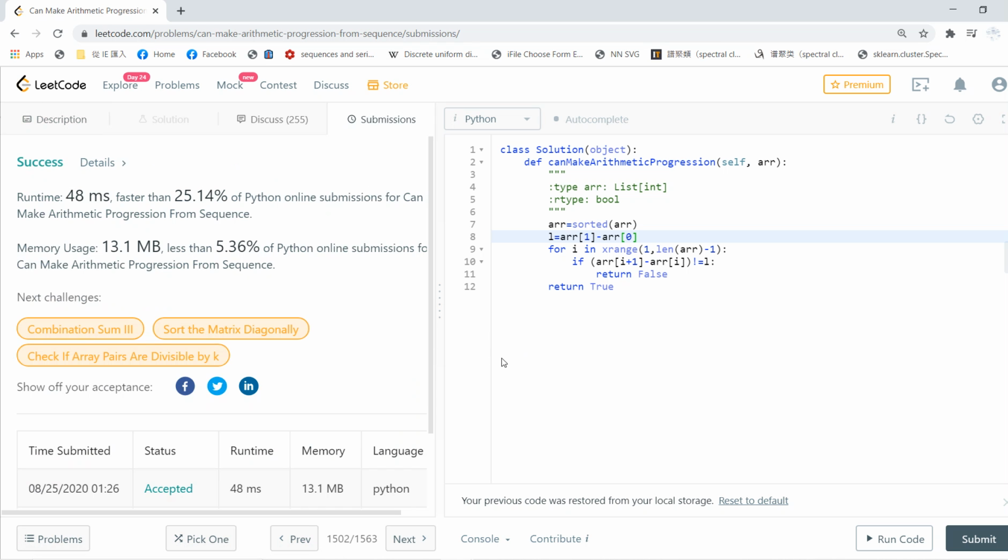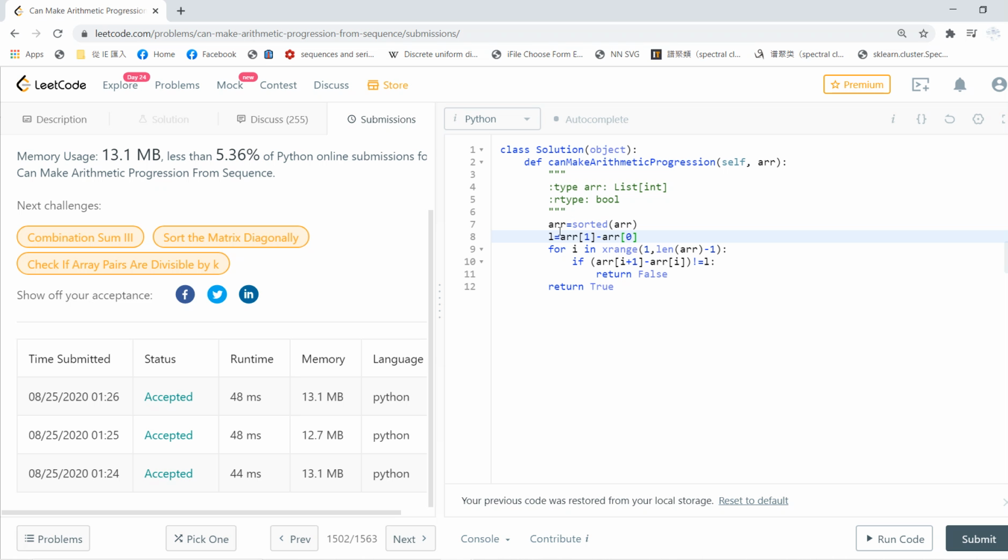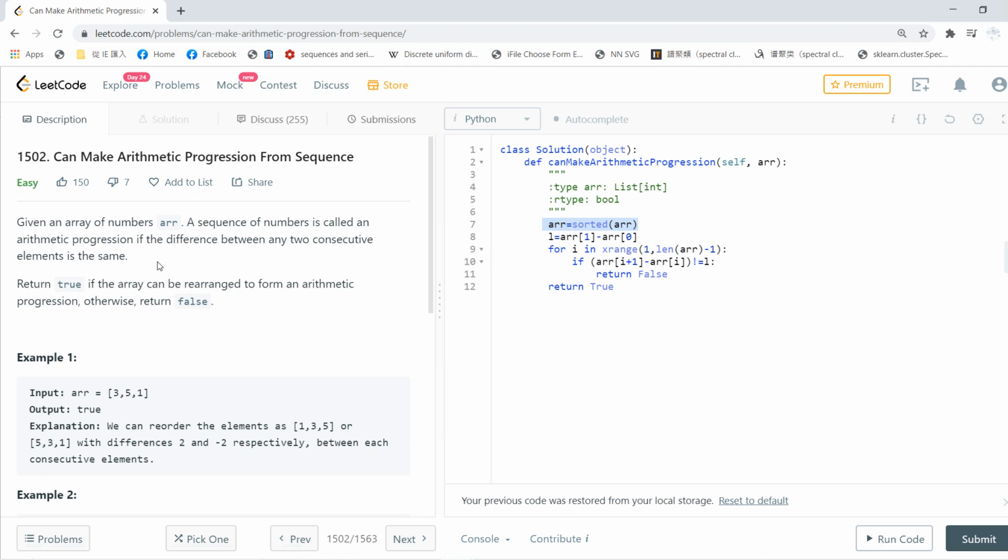So I mean, this is basically not linear time. This is n log n time, because we sort the array. But I guess it's still very fast. It's still a very straightforward and fast solution.